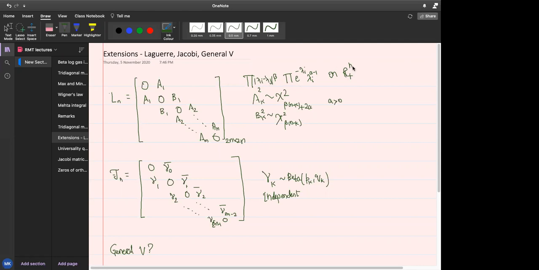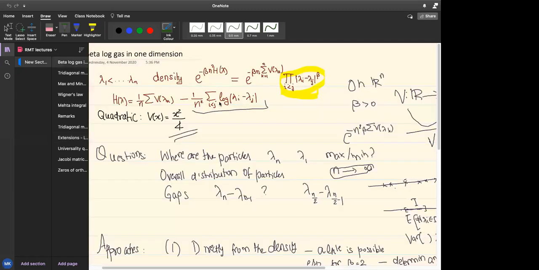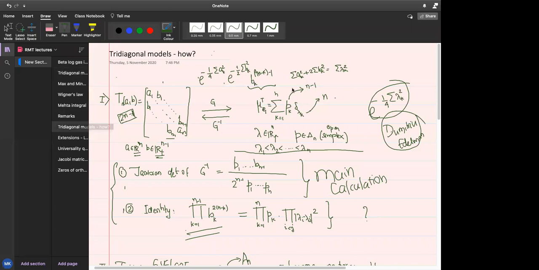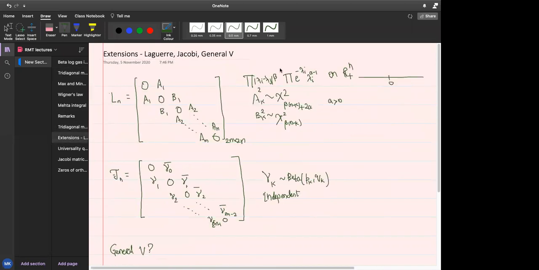In other words, if you take the original form, you want all the particles to live in 0 to infinity. So you have to set the potential to infinity on the left side. If you take the original form in which I wrote the beta log gas, you want the energy to be infinite when lambda k is negative. So you set the potential to infinity on the negative axis, and on the positive axis it will be something like x minus (a minus 1) log x. Anyway, this is the density.